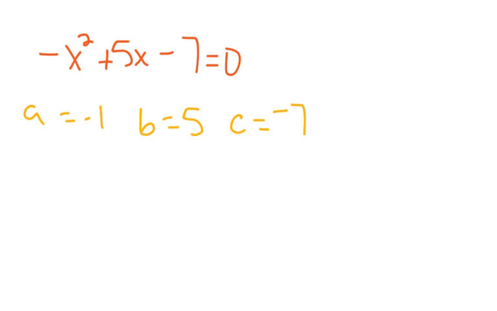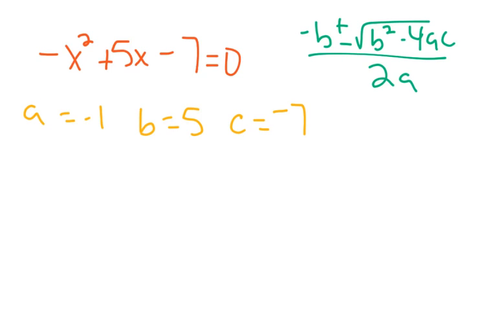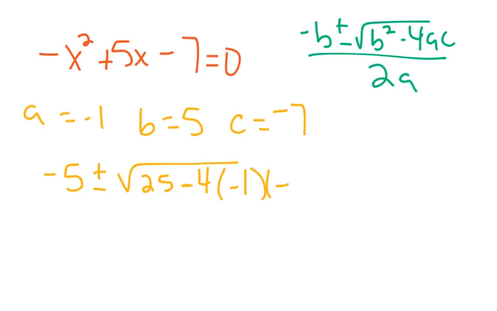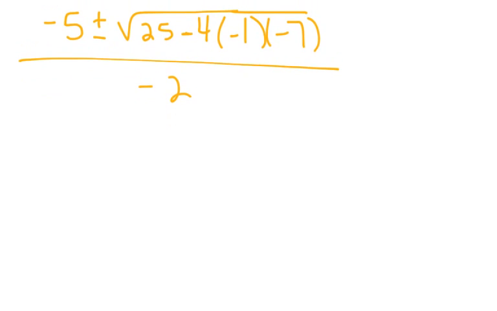Negative b, here I'll again jot it down, plus or minus the square root of b squared minus 4ac all over 2a. So I have a negative b, which is negative 5, plus or minus the square root of 5 squared, which is 25, minus 4 times negative 1 times negative 7, all over 2 times negative 1, or 2a, which is negative 2. Okay, so it looks like we have a lot of negatives going on here, so we have to be careful when we're reducing and multiplying.